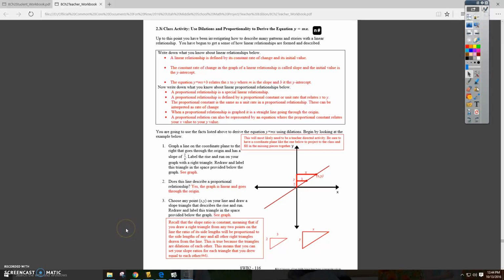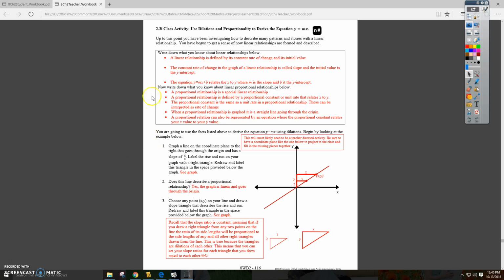Okay, today we are going over 2.3i, the class activity, which is going to teach us how to derive the equation y equals mx. What that tells us is, where does y equals mx come from? So, if you'll open up your class activity, this is page 115, 116, somewhere in there.